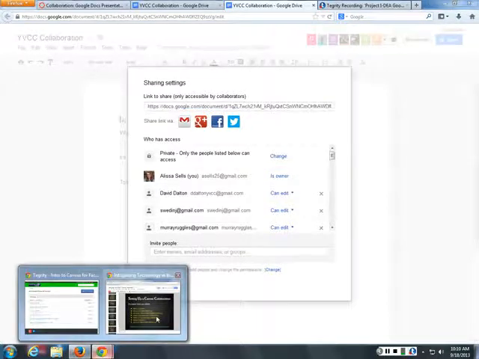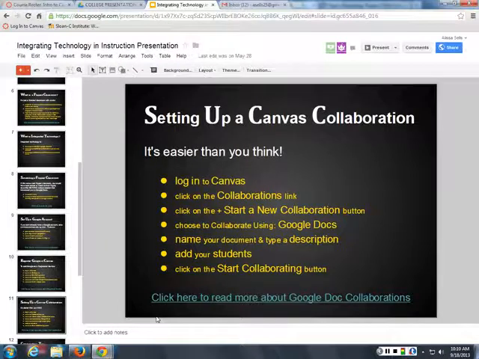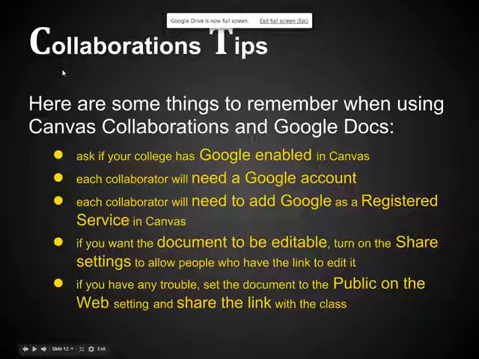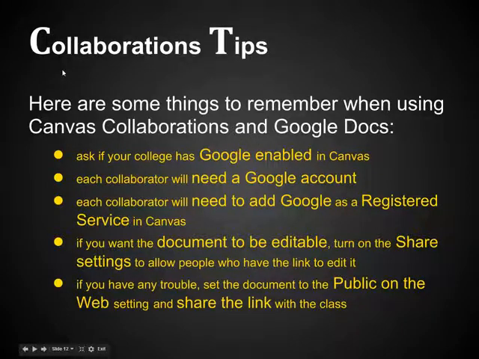But if you don't have a Gmail account, you can't do it. No. Okay, that's actually a really important thing, and I think it might be my next slide. Okay, so let me put this back up and present so we can see this bigger. Okay, so here are the things you need to know to make this work. You have to ask if your college has the Google app enabled for Canvas. Jackie obviously has that set because it worked, so check mark that one, you're good to go.